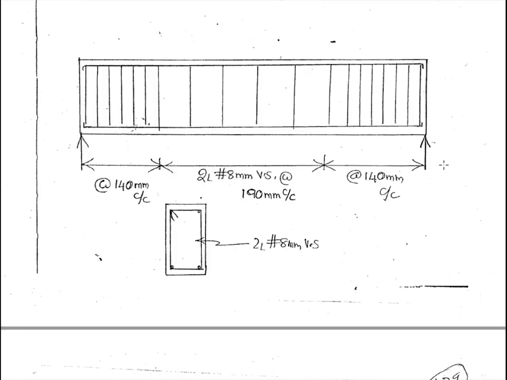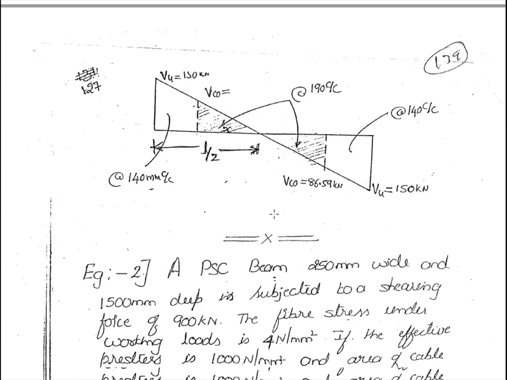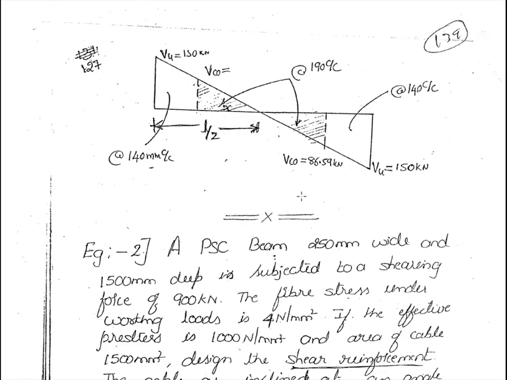Here in this diagram, you might observe the spacing of the stirrups at the middle section is different, that is 190 mm center to center. Here it is 140 mm center to center. Why this is so, we shall understand by this shear force diagram.